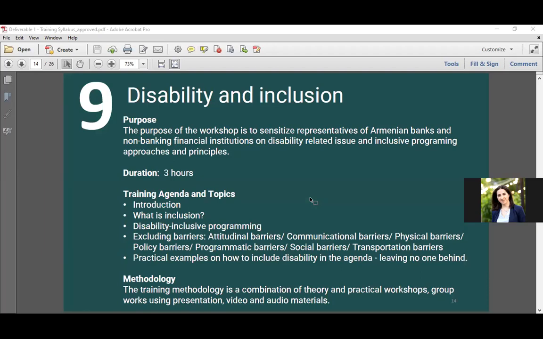Last but not least, another important aspect of environmental and social standards is disability and inclusion of disabled people. So we will talk about disability-related issues and how to make sure that inclusive programming approaches and principles are incorporated throughout the whole lending process.